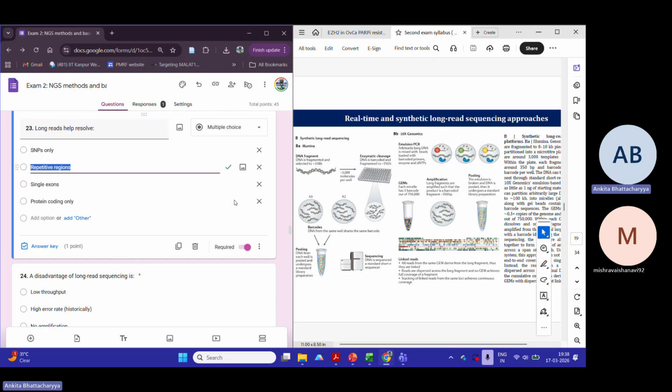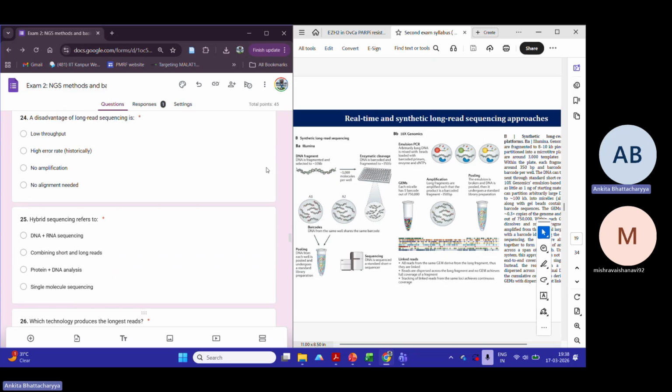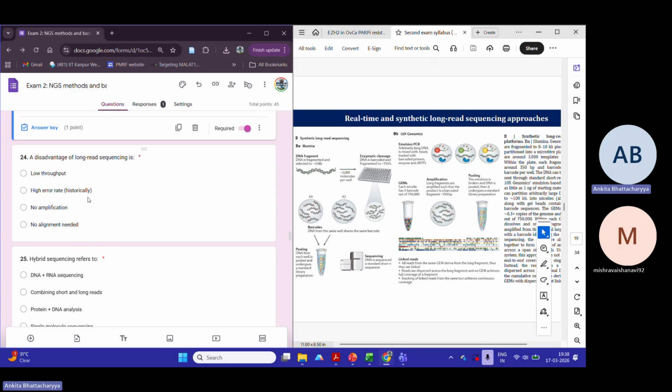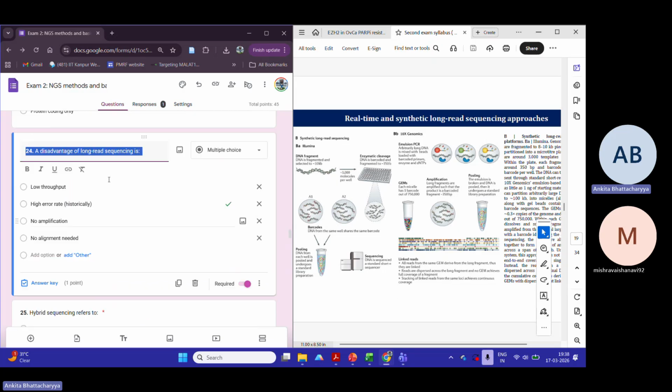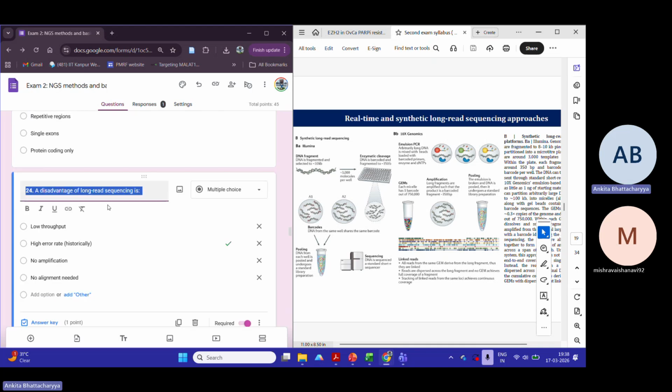Now, despite its utility, what is a major disadvantage of long read sequencing? So it usually is affiliated with high error rate. Why? Because very long stretches of DNA are synthesized, and also they form these nanoball-like structures. So they are usually error prone.